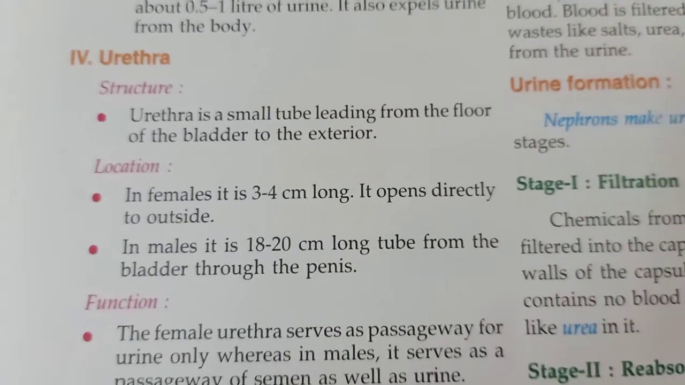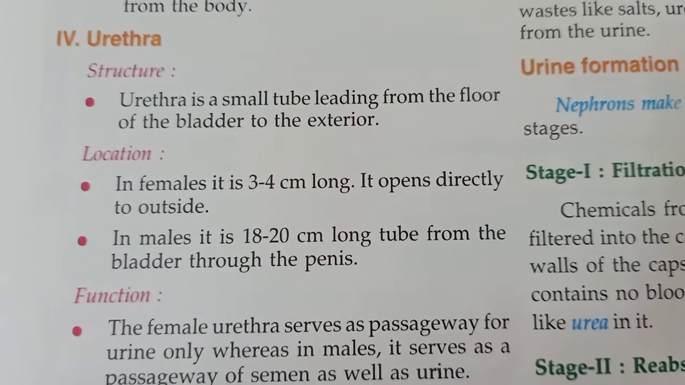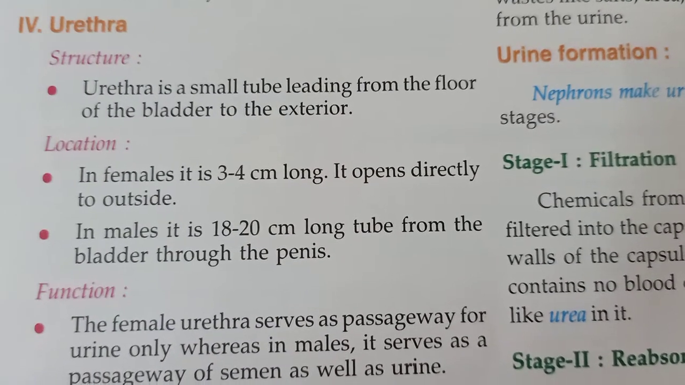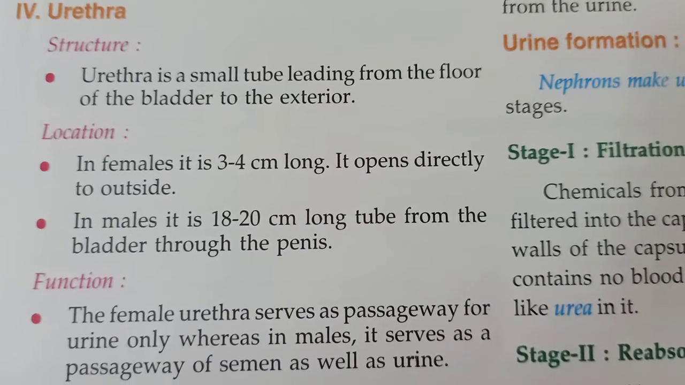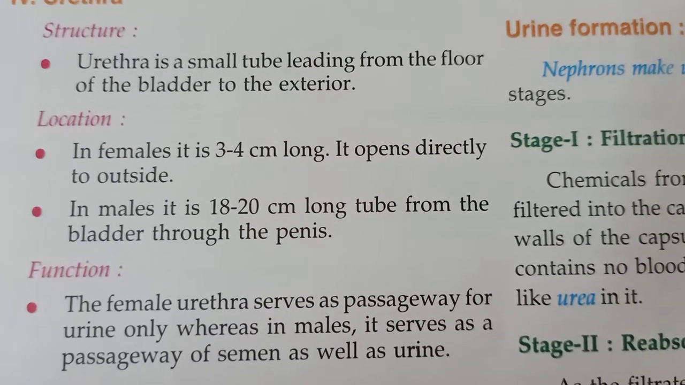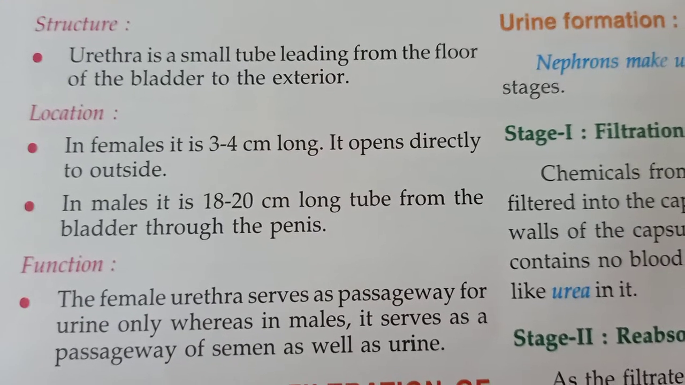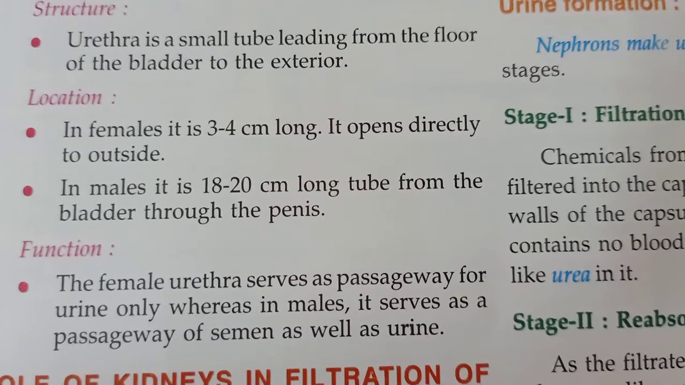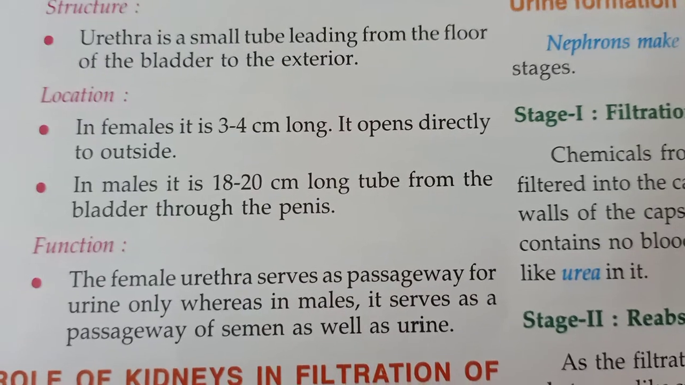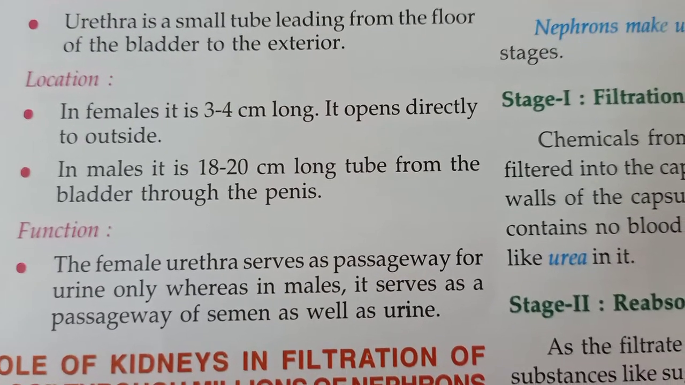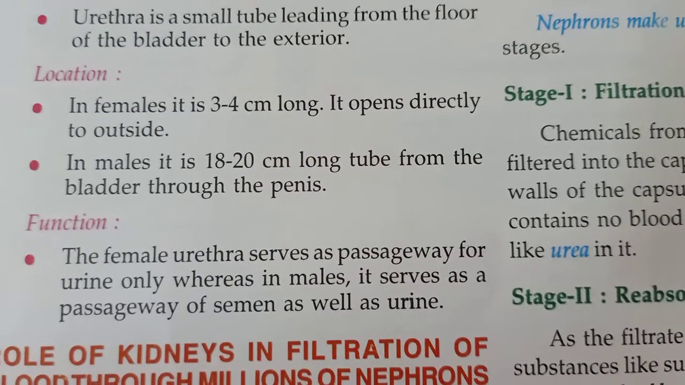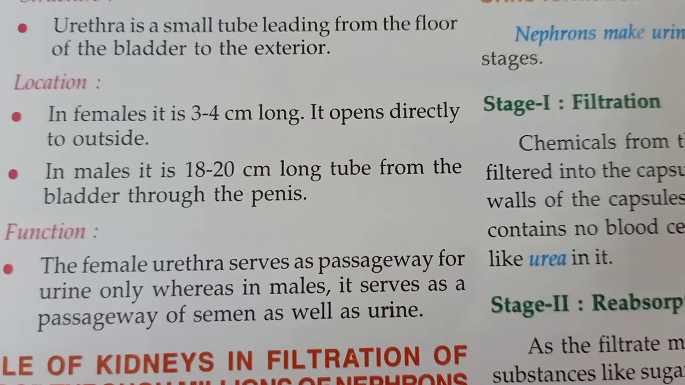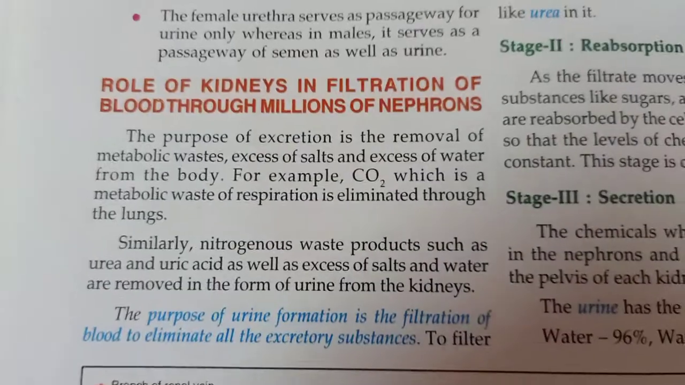Now we see the urethra. The structure of the urethra: it is a small tube leading from the floor of the bladder to the exterior. Location: in females it is about 3 to 4 centimeters long and it opens directly to the outside. In males it is about 18 to 20 centimeters long, a tube from the bladder through the penis. Functions: the female urethra serves as a passageway for only urine, whereas in males it serves as a passageway for semen as well as urine. So this is the function of the urethra.